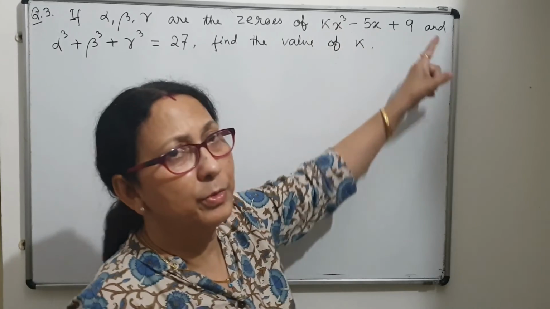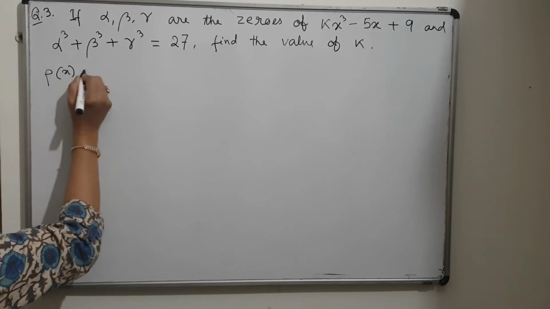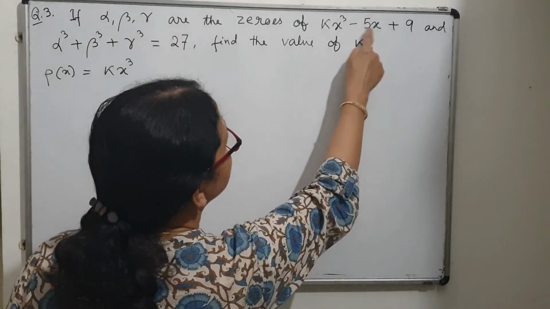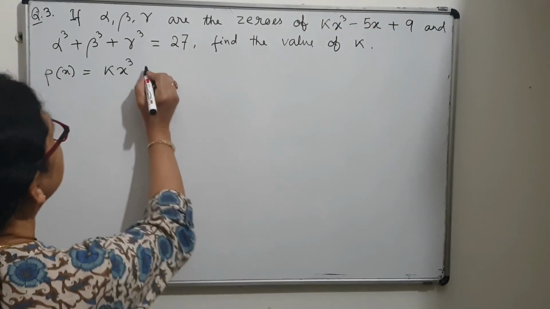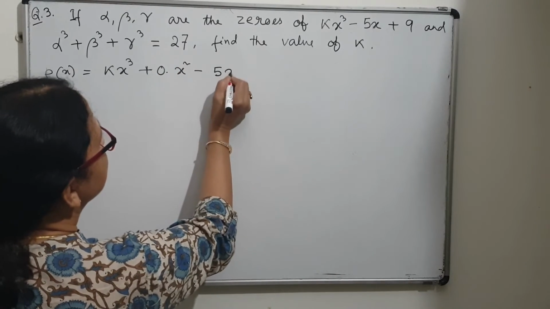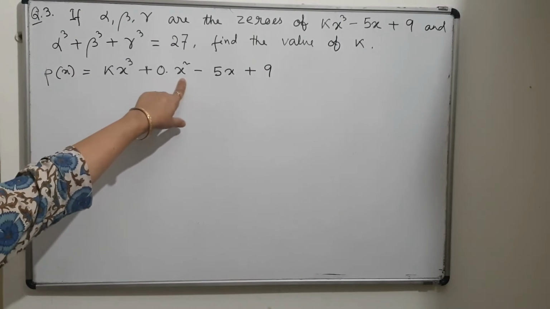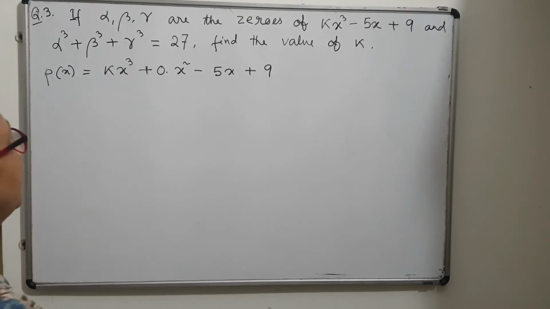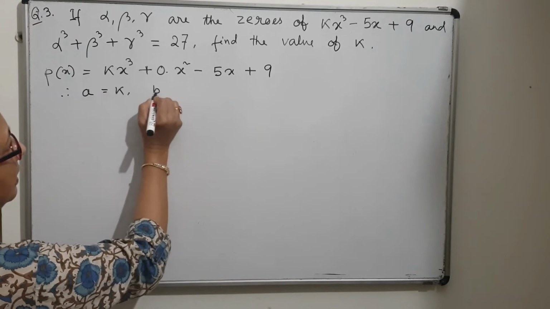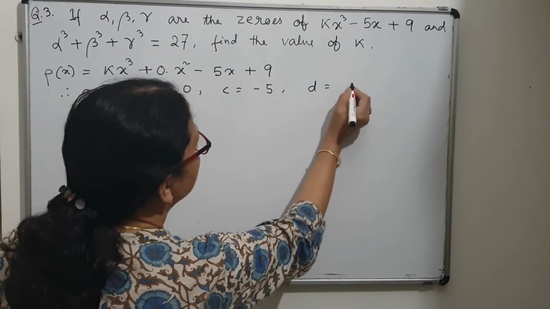So it is a cubic polynomial. What is the standard? Let me write down the polynomial first. P of x is k x cube. Now you see one thing, it is minus 5x, that means the square term is not there. So I can write it in this way: 0 into x square minus 5x plus 9. Now it is in the standard form, ax cube plus bx square plus cx plus d. So I can write the values of the coefficients: a is k, b is 0, c is minus 5 and d is 9.